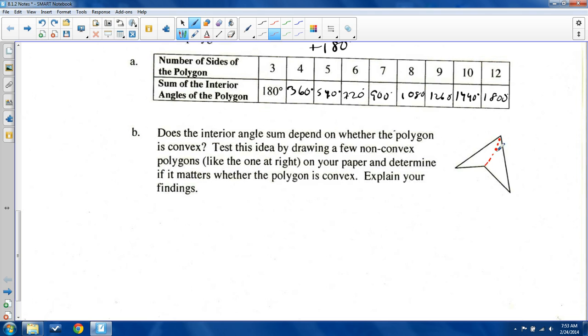I'm going to make a triangle out of it. This triangle adds up to 180. This triangle adds up to 180. 180 plus 180 is 360. Not 306, 360. For a four-sided shape, that sounds good to me. So does it matter? No, it should not matter.